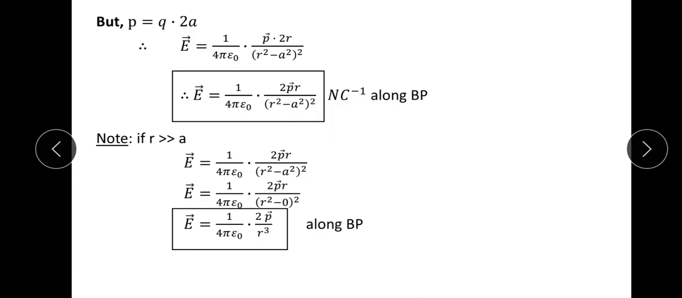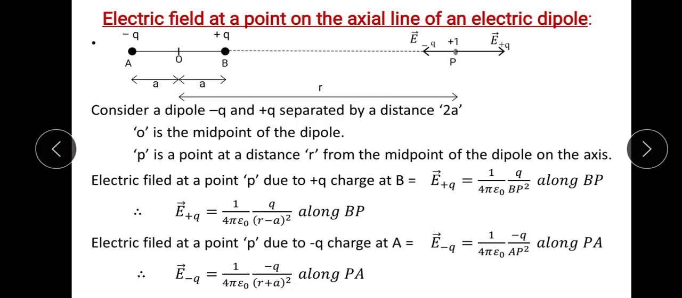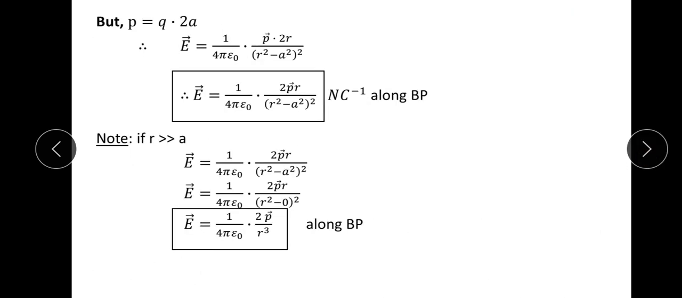And now let us consider the special case of this. If r is very much greater than a, means in the diagram you can see the distance r is larger than this distance a. So if it is very large, then what happens to the equation? Look at this. E is equal to 1 by 4 pi epsilon naught into 2pr divided by (r square minus a square) the whole square. So this a square term can be neglected, so I have substituted this a square as 0 here. Therefore (r square minus 0) the whole square. So in the denominator we have only (r square) the whole square, which means it is r power 4.